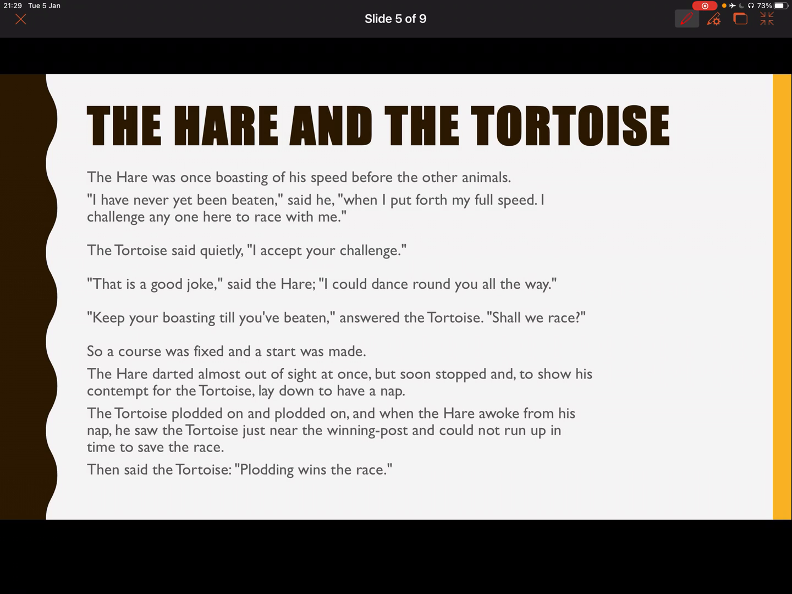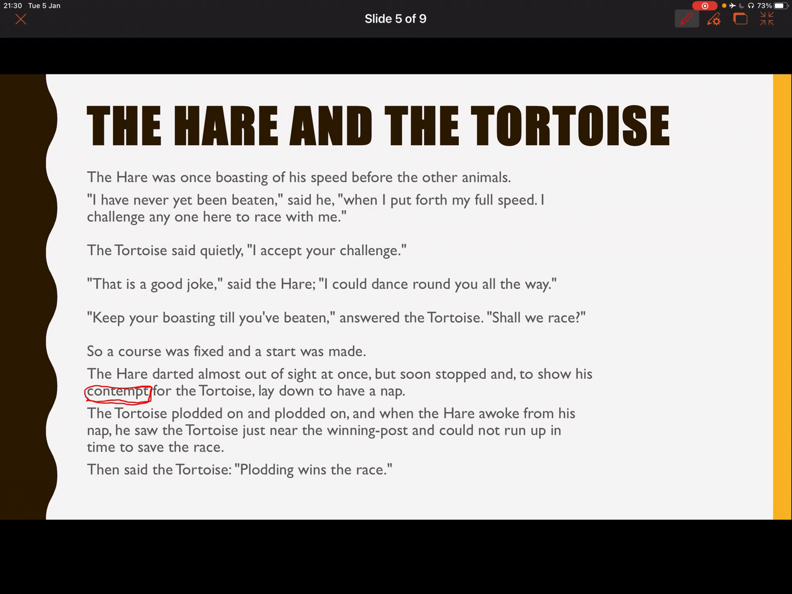Then said the Tortoise, plodding wins the race. Sometimes you hear it written as slow and steady wins the race. By the way, contempt means when you don't think much of somebody, when you have a very low opinion of them. So he's saying the Hare didn't have a very high opinion of the Tortoise, thought it was a bit rubbish, so he thought, I can sleep and still beat you, but he couldn't.